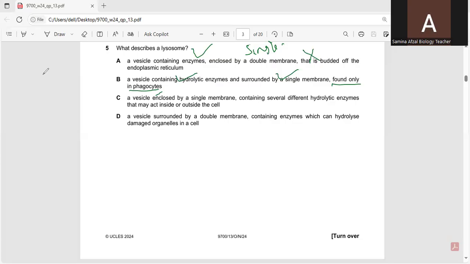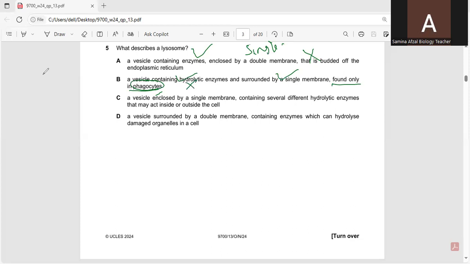This is because phagocytes like macrophages and neutrophils are rich in lysosomes due to their role in engulfing and breaking down foreign particles. So lysosomes are present almost in all animal cells, not only in phagocytes. So this is not the correct option.